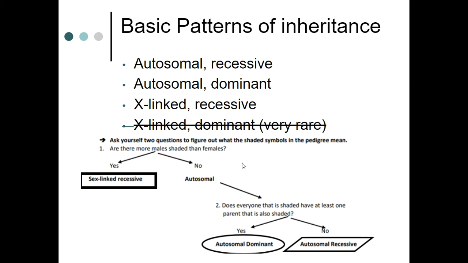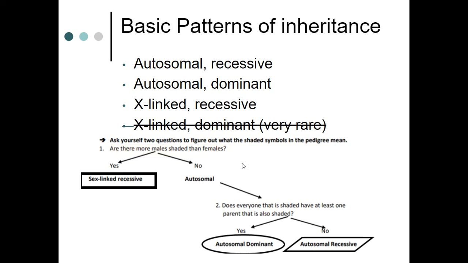There are 3 patterns of inheritance that we're going to be looking at. There's a 4th one, but it's not common. It's rare, and it's because this can be a lethal trait or disorder. So you're going to ask yourself 2 questions. So this is a cheat sheet I made years ago just to get my students a little bit more comfortable with these. So the first question you're going to ask is, are there more males that are shaded than females?